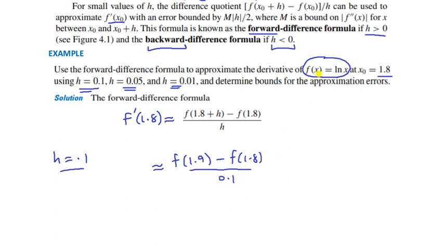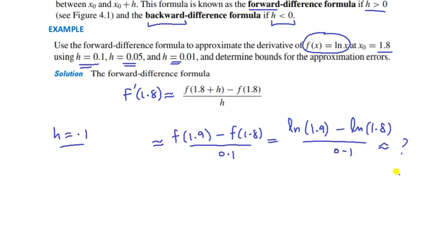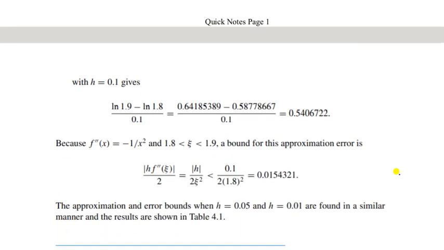So now if you calculate the values of log, basically this is natural log of 1.9 minus natural log of 1.8 divided by 0.1. You can find the answer from here using the calculator. So they calculated this, you see, which at h equals 0.1 I got log of 1.9 minus log of 1.8. This is the answer.